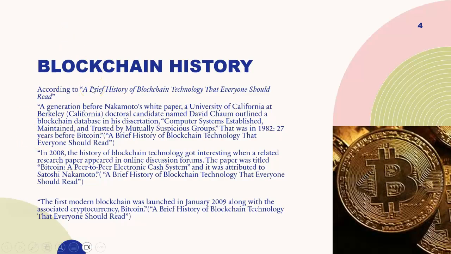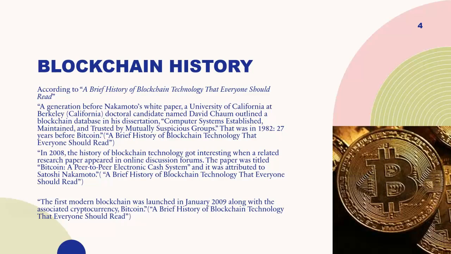So here's some history. Gotta start off somewhere. Here's an excerpt from a brief history of blockchain technology that everyone should read. A generation before Nakamoto's white paper, a University of California at Berkeley doctoral candidate named David Chaum outlined the blockchain database in his dissertation, Computer Systems Established, Maintained, and Trusted by Mutually Suspicious Groups. That was in 1982, 27 years before Bitcoin.